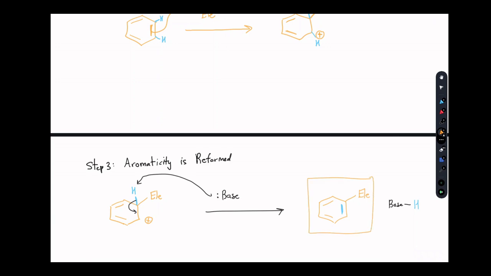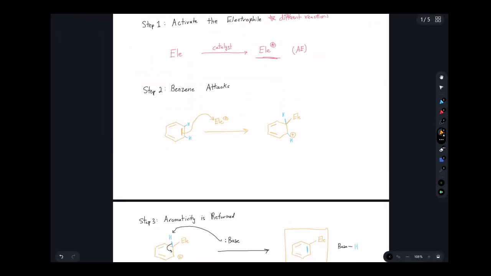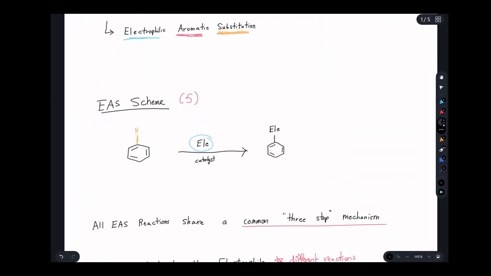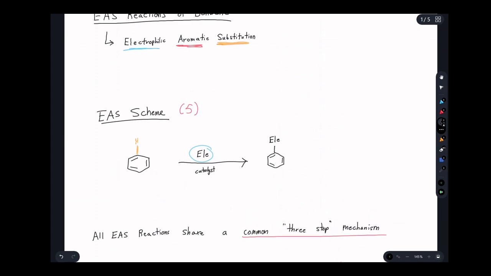And that is the overall EAS mechanism broken down into 3 steps. First, activating the electrophile. That step's going to differ. And then the next 2 steps are going to look very similar for all 5 of the EAS reactions. Benzene will attack the electrophile that is activated, and then a base will come in to reform the aromaticity and remove that hydrogen. All in all, that is the overall mechanism for the EAS reactions.